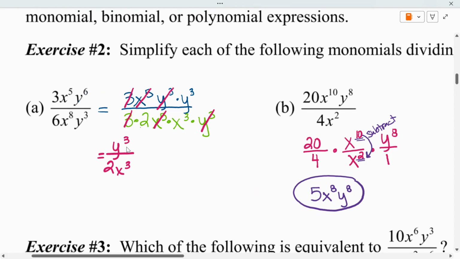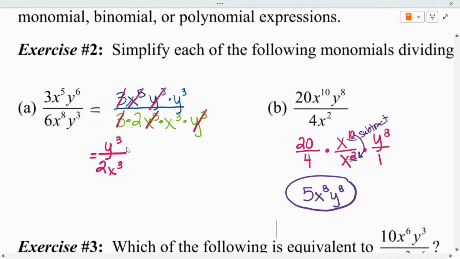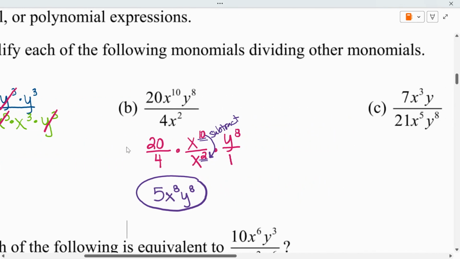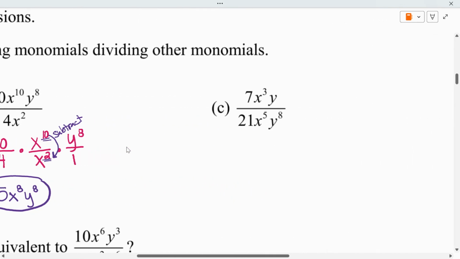So how do you want to look at C? Do you want me to do C the same way that A was done or the same way that B was done? A? Okay. So example C. I'm not doing anything with the numerator. 7x cubed y.